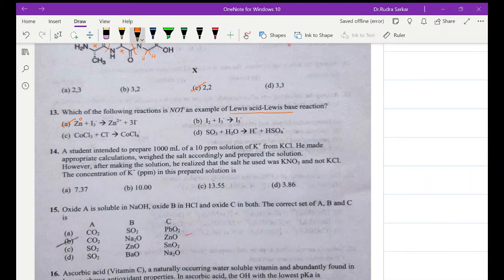And the rest of the reactions, as you can see over here, the I2 is combining with the triiodide to form polyhalide. COCl3 is converted to COCl4. So basically the coordination number has increased from 3 to 4. And this is basically SO3 undergoing hydration. So SO3 is acting as a Lewis acid and the water is acting as a Lewis base. Okay. Here chloride minus is acting as a Lewis base and CO in the COCl3 is acting as a Lewis acid. Okay.